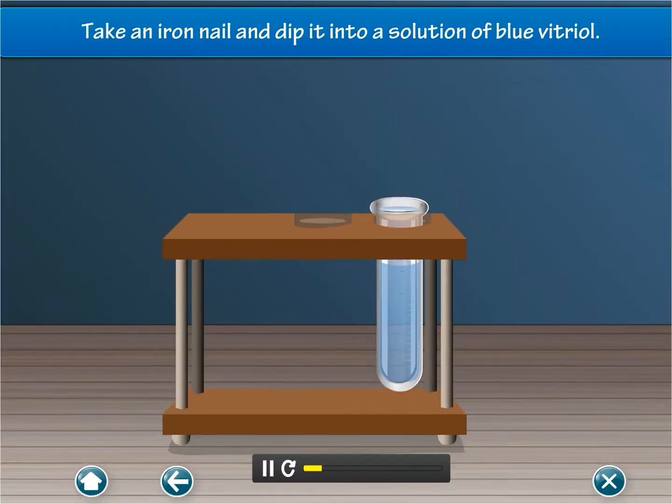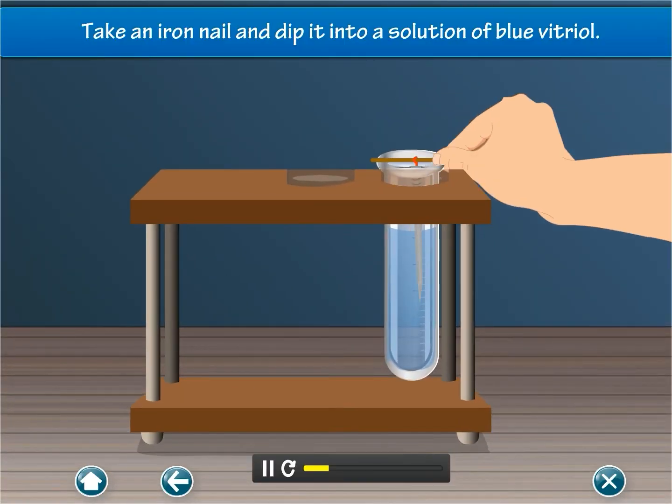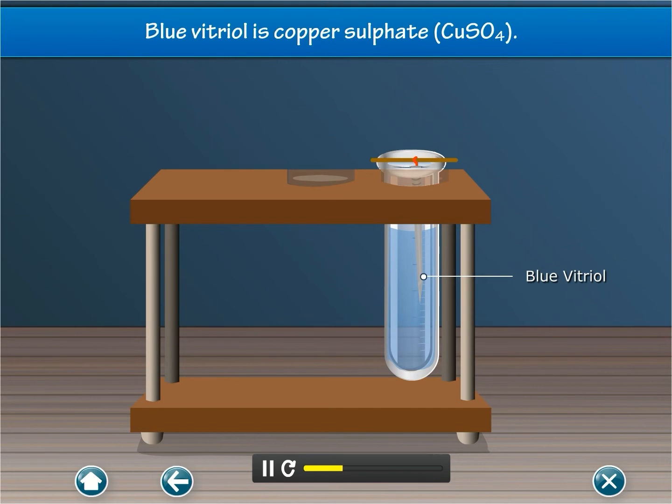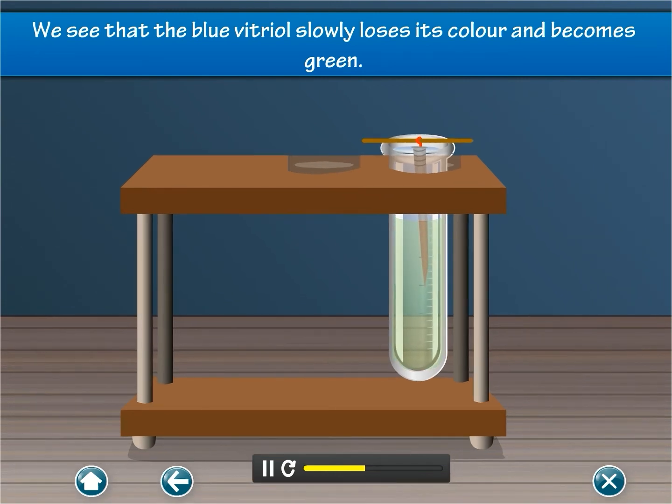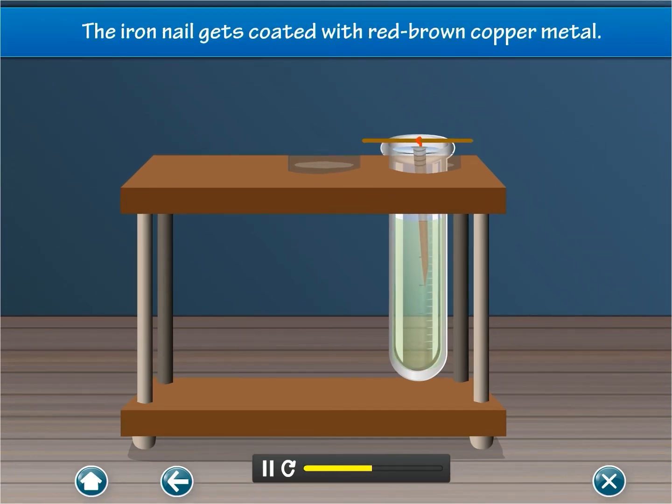Displacement reaction. Take an iron nail and dip it into a solution of blue vitriol. Blue vitriol is copper sulfate, CuSO4. We see that the blue vitriol slowly loses its color and becomes green. The iron nail gets coated with red-brown copper metal.